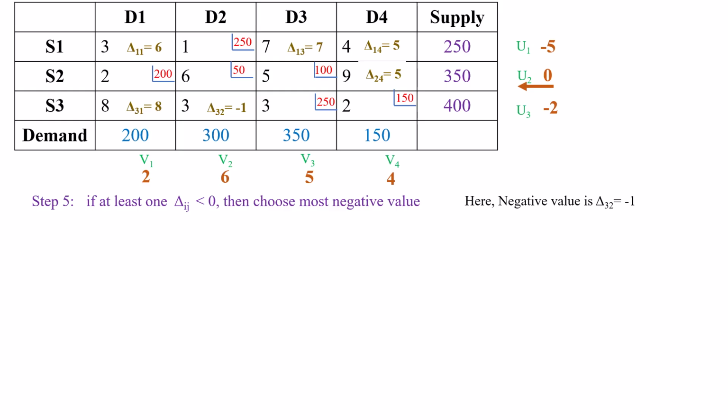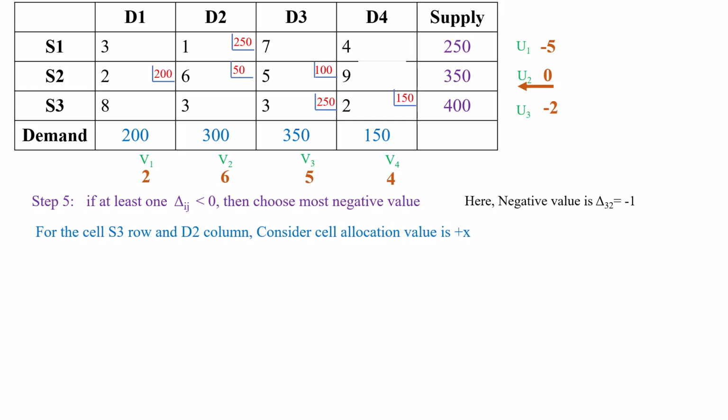Next step is, if at least one delta ij is less than 0, then choose the most negative value. Here only one delta value, delta 32, is negative, that is minus 1. So I choose delta 32, which means we choose the cell S3 row and D2 column, and in this cell the allocation value is plus x. Initially this cell has no allocation, now we are giving the allocation plus x.